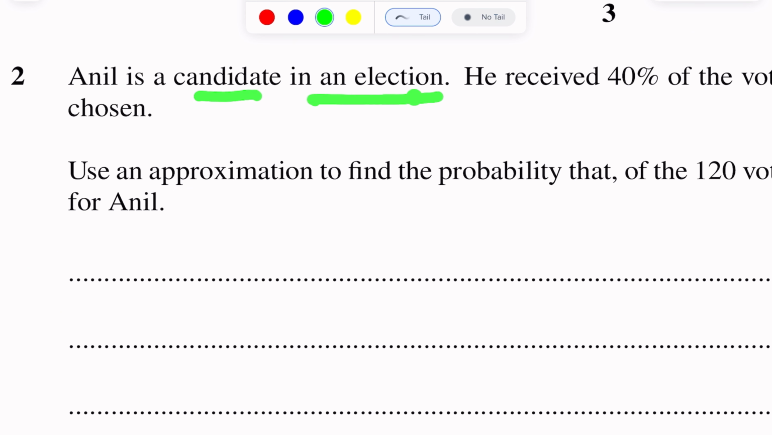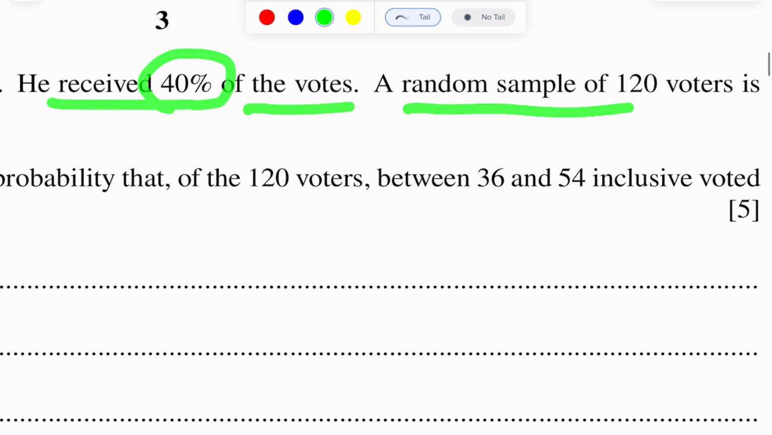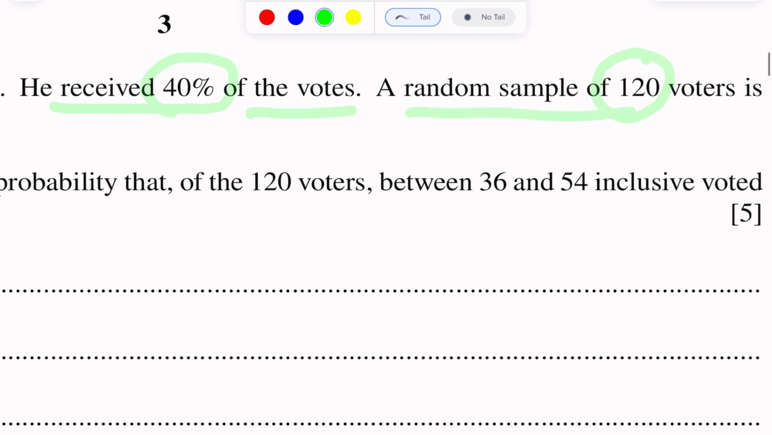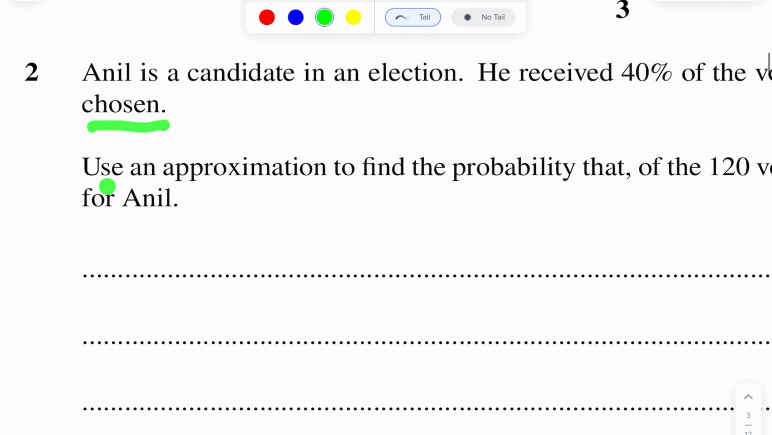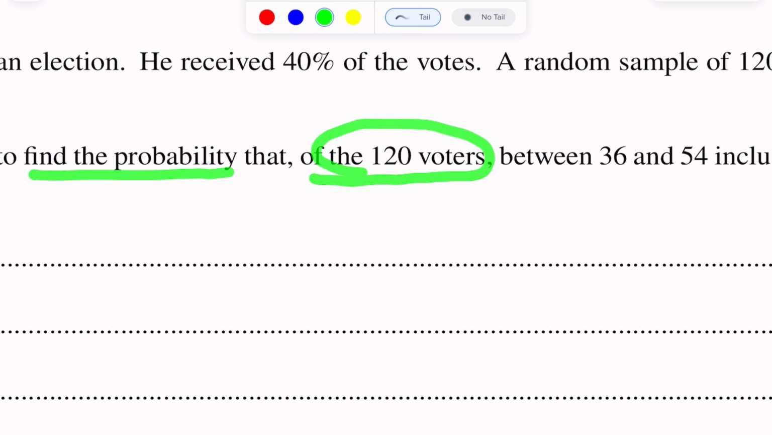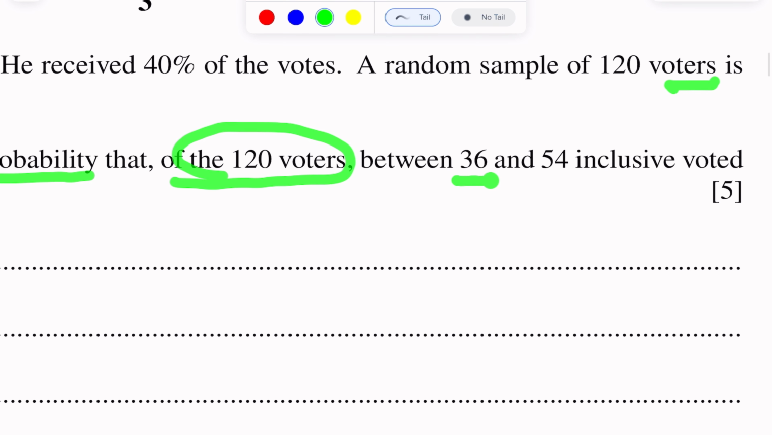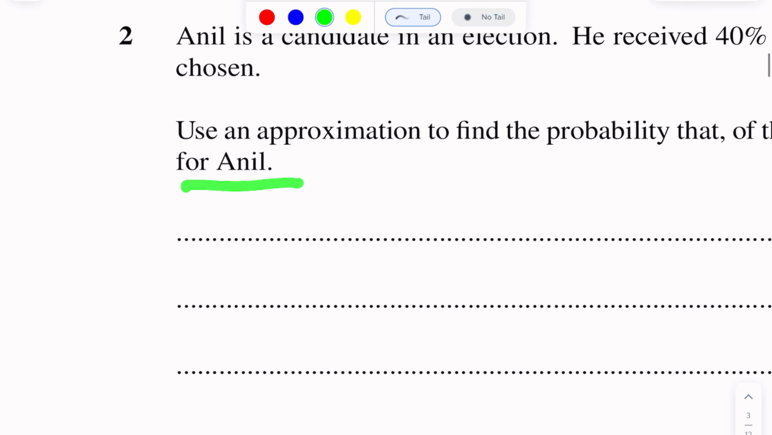Anil is a candidate in an election. He received 40% of the votes. A random sample of 120 voters is chosen. Use an approximation to find the probability that between 36 and 54 inclusive voted for Anil.